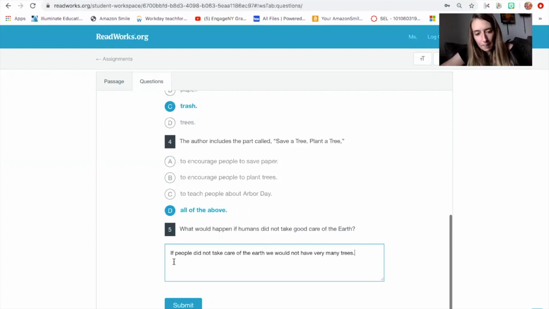Period. I have a capital at the beginning and I have a period at the end. Another thing is that we'd probably have a lot of litter everywhere, because it also was talking about how litter is important to clean up if we're taking care of the earth. So I'm going to also write, there would also be a lot of litter on the ground. I'm going to add that I think this could be dangerous for animals, because what if animals ate the litter?